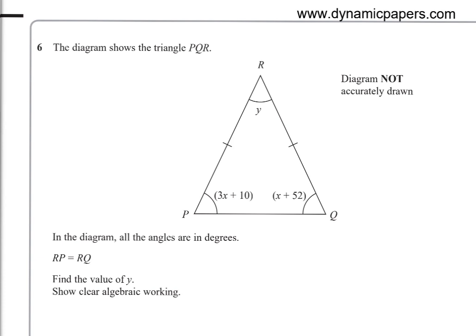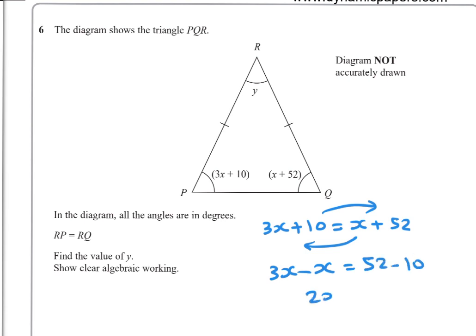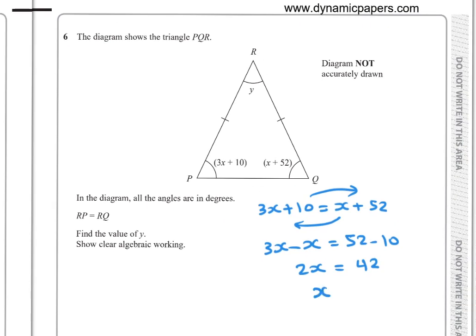So 3x plus 10 equals x plus 52. Now we can solve for x. Transpose x to the other side. So you have 3x minus x equals 52 minus 10. So 2x is 42. Divide by 2. So x equals 21.